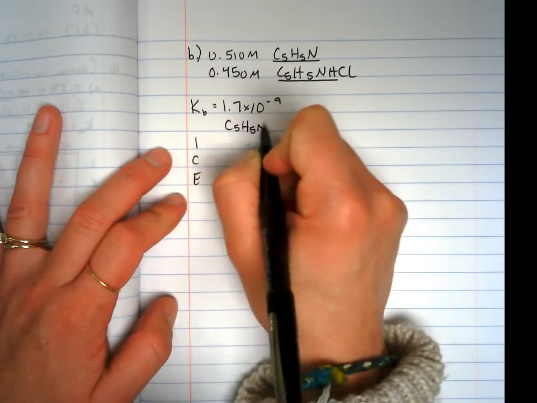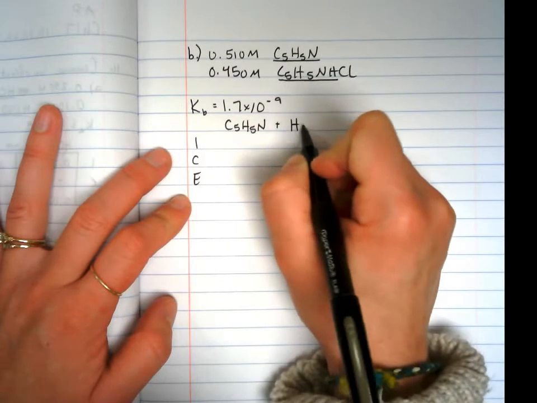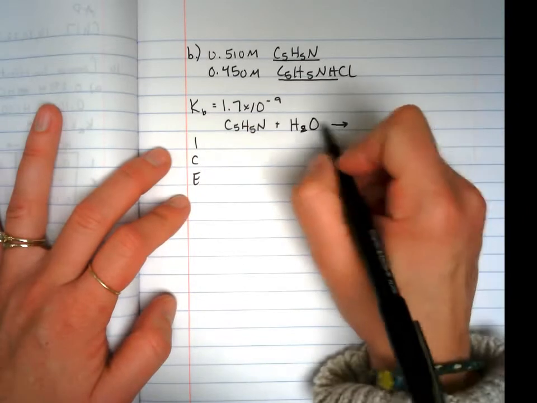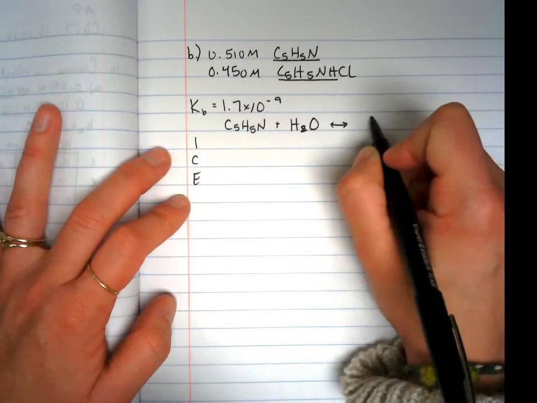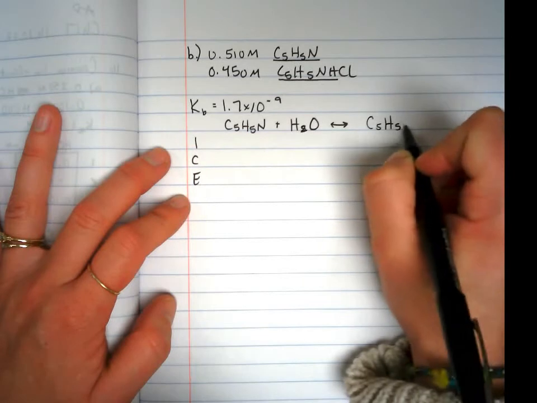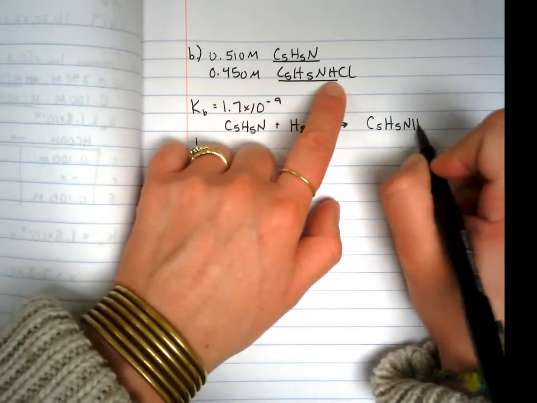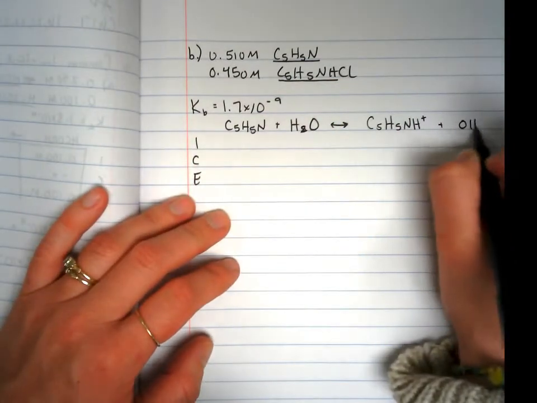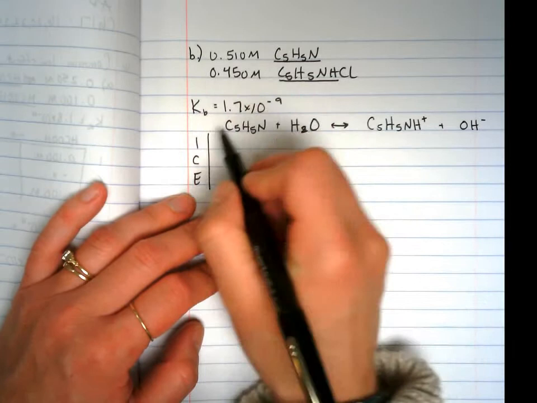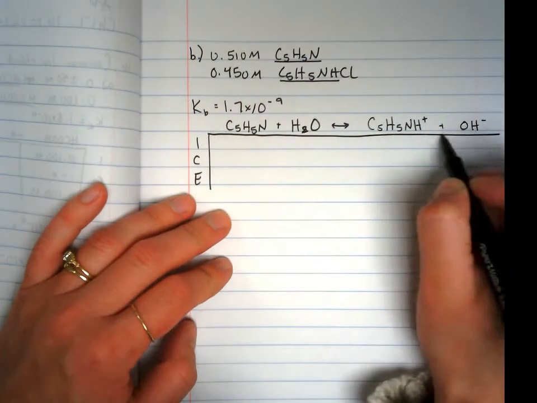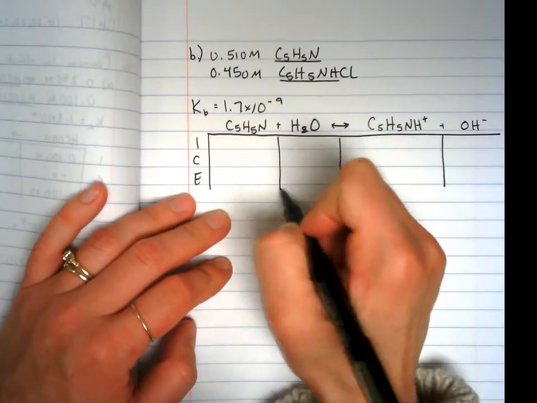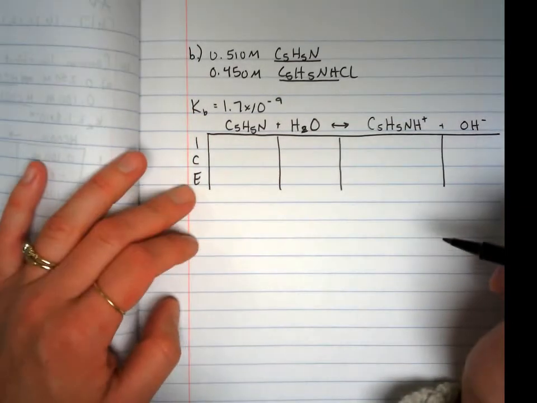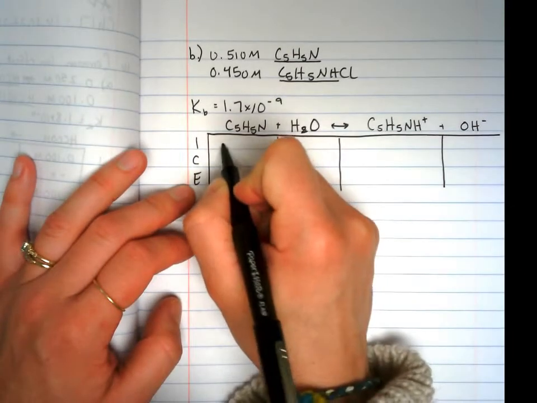So we're going to have C5H5N. In this case, it's a base. So when I react it with water, we are going to get C5H5NH plus, which is that conjugate up here, plus OH minus. So in this case, we're going to have to solve for the concentration of the hydroxide ion and then solve for pH from there.